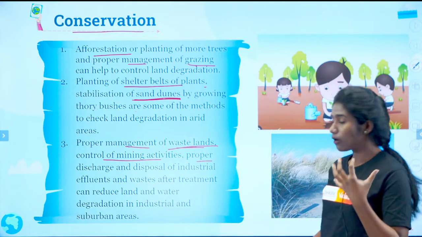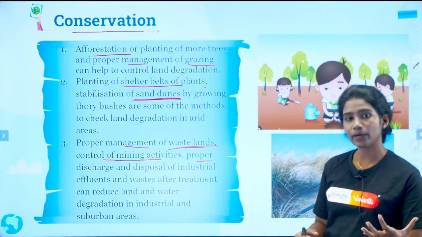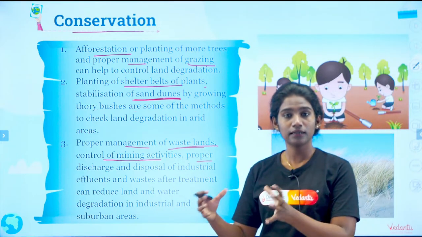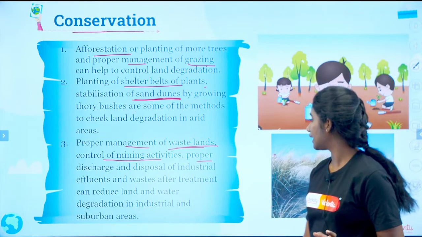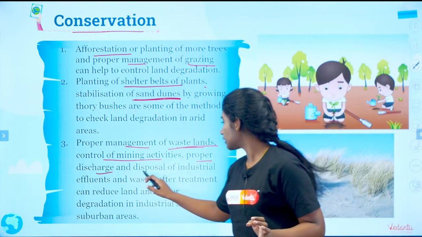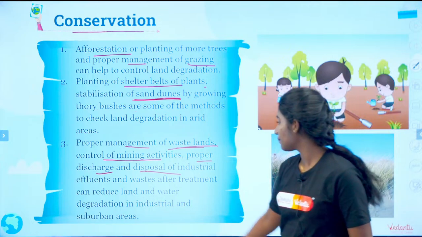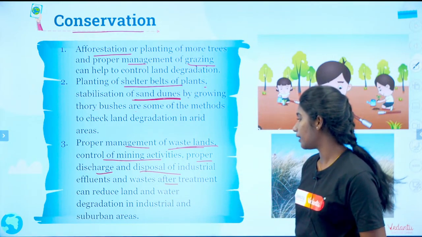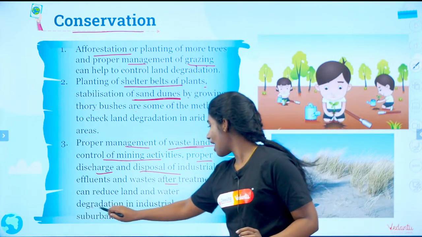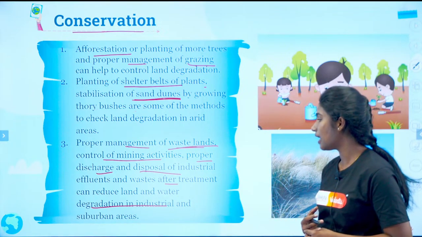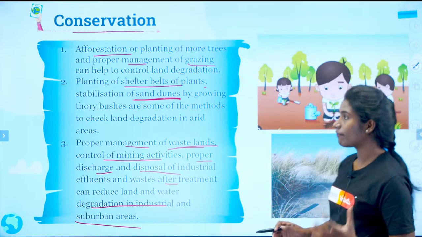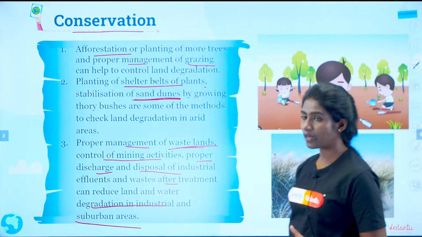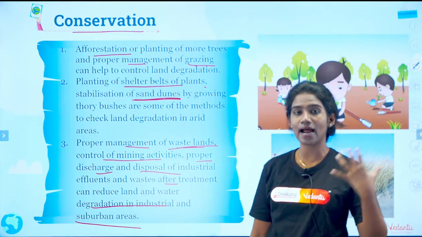Along with that, a lot of effluents from industries are discarded without proper treatment. So that will have to be treated, right? The discharge and disposal of industrial effluents and waste after treatment can reduce land and water degradation in the industrial and suburban areas. Okay, clear with that? So by considering all this, we can actually prevent land degradation.